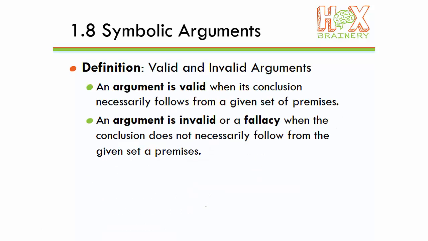So we'll go over a definition because we want to be able to figure out if these arguments are valid or invalid. So an argument is valid when its conclusion necessarily follows from a given set of premises. An argument is invalid, or referred to as a fallacy, when the conclusion does not necessarily follow from the given set of premises.